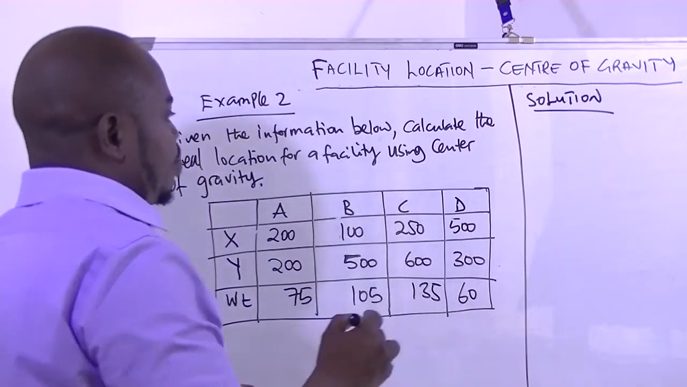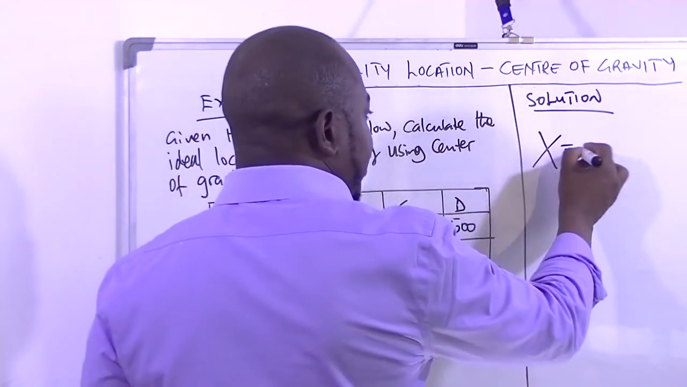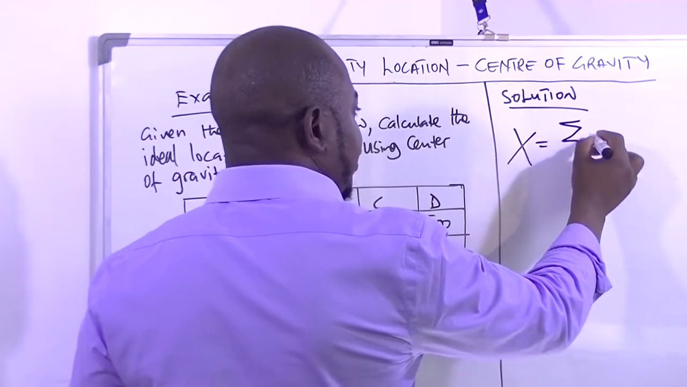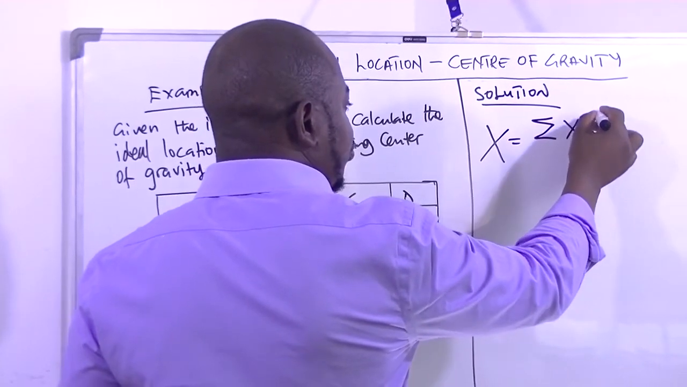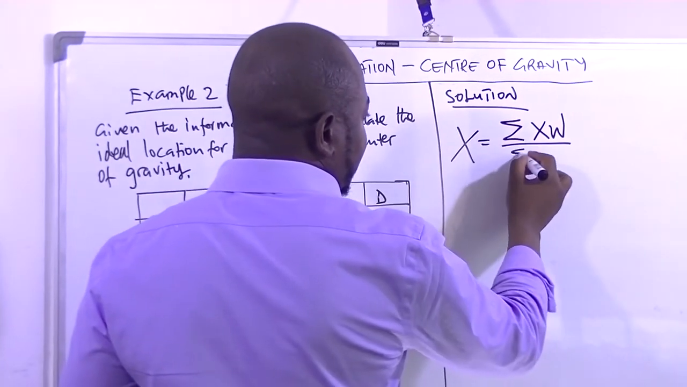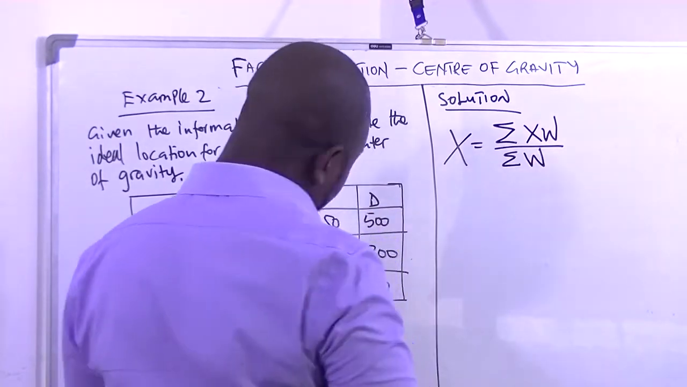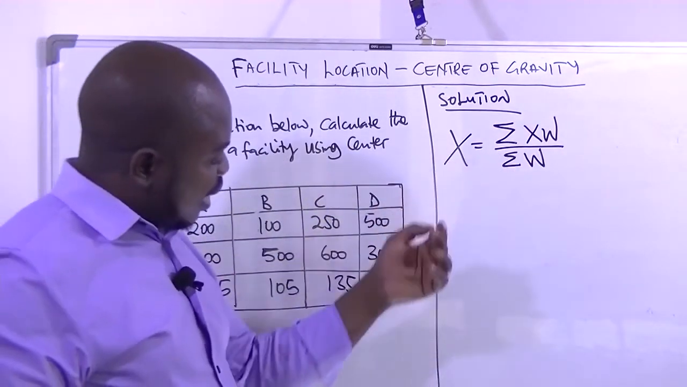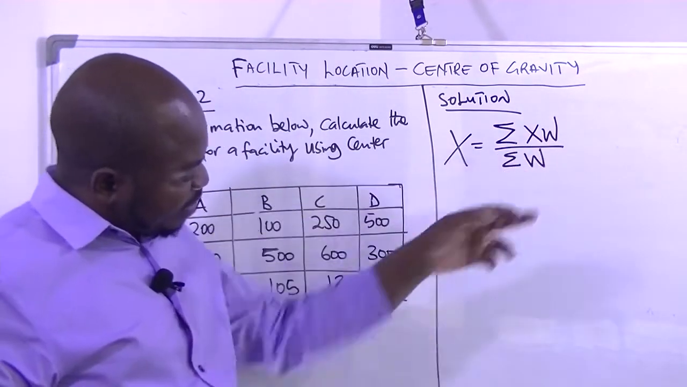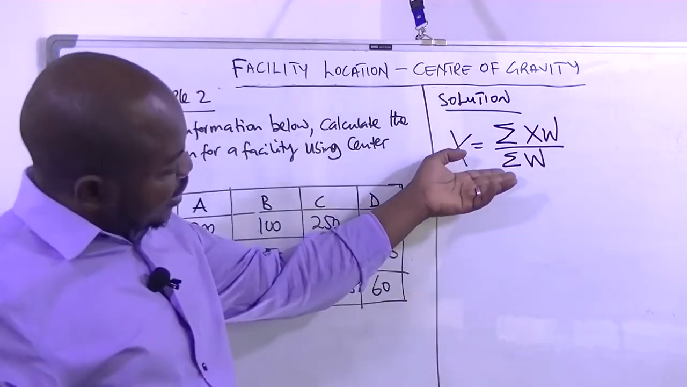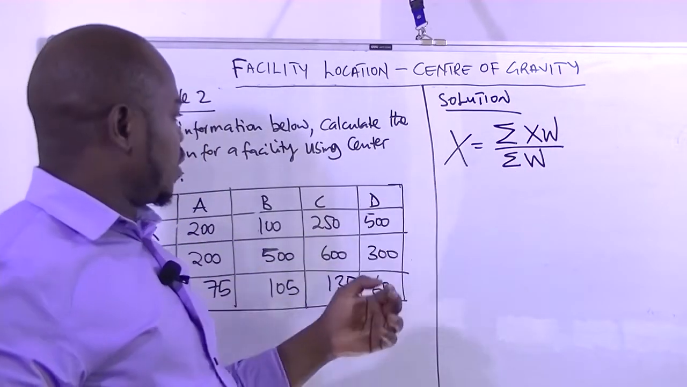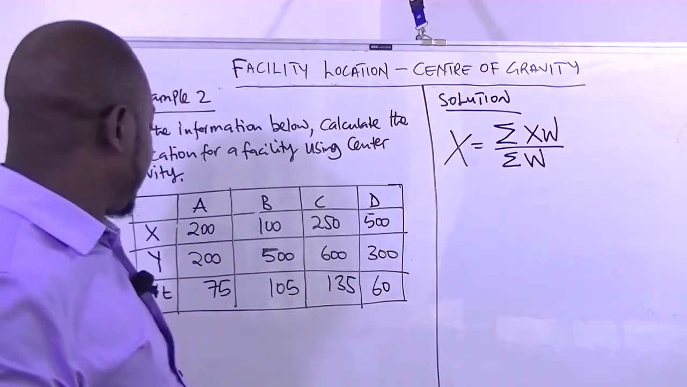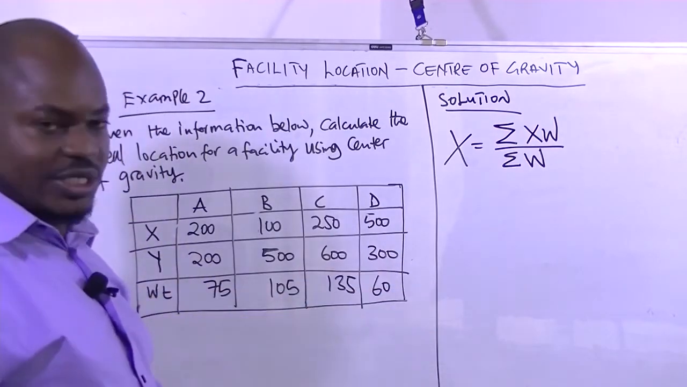So my x will be given by summation xw over summation w. Now when I say summation xw, I'm simply saying we are multiplying the x by the weighting, and when I say summation w, I simply mean the total of the weightings here.